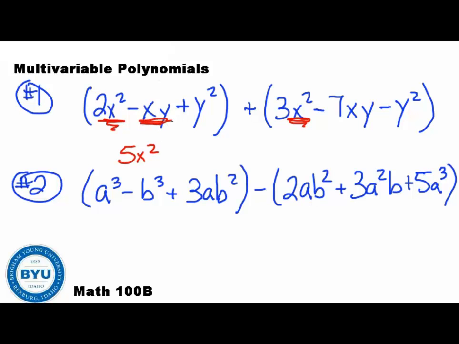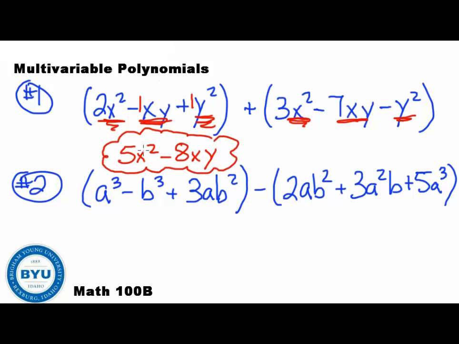Now I'm looking for some xy's. Any other xy's? No, no. Here's some xy's. So I have negative 1xy minus 7 more xy's. So negative 1 minus 7, that comes about to be negative 8xy's. Okay, sweet. Now y squareds. Combine my y squareds. Here's a y squared. So we have plus 1y squared minus 1y squared. Those cancel out. And so this is my final answer. 5x squared minus 8xy. We just combine the like terms.